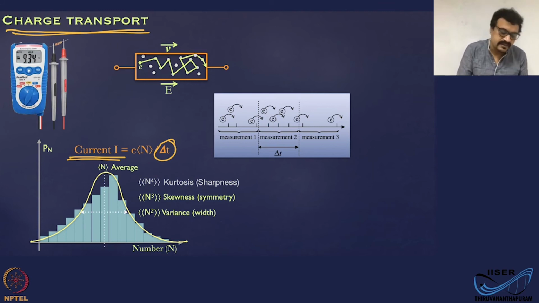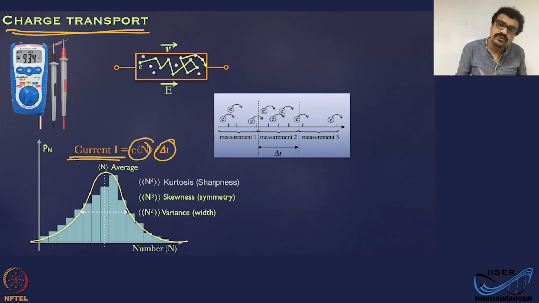So current is nothing but the charge. e is the electronic charge and n is the number of electrons going per unit time, going per certain amount of time delta t. But remember, these electrons are discrete packets of charge. They don't flow continuously. Though you can represent them that way by nature, they are discrete packets.